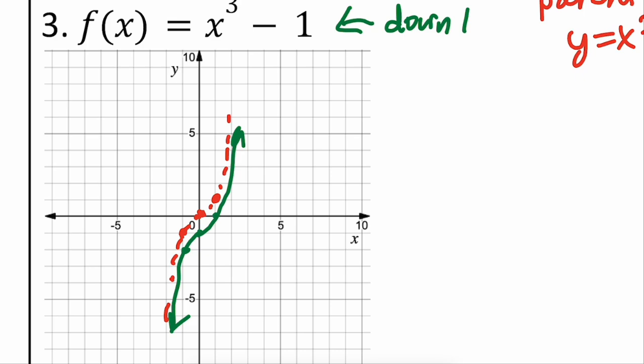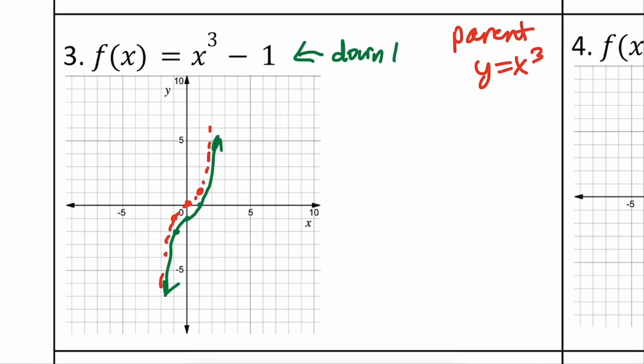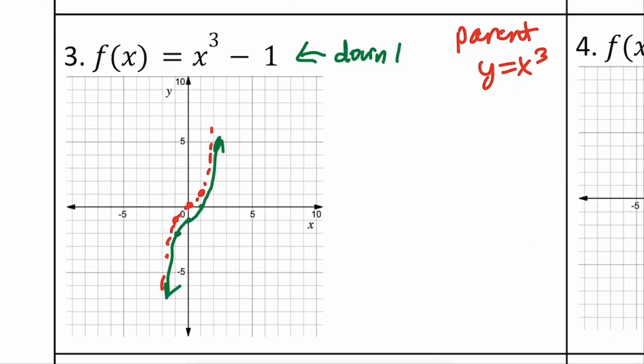So look at how quickly we were able to graph that. By recognizing that our parent was x cubed and that transformation moved the entire function down 1, bam, we got the graph. So see how powerful the stuff we did yesterday and the stuff we're doing today is together. Super, super important, okay?